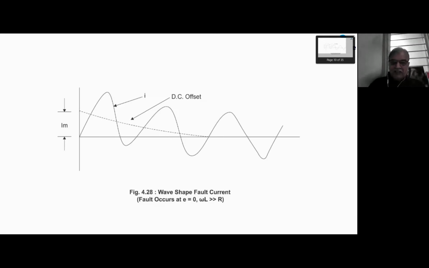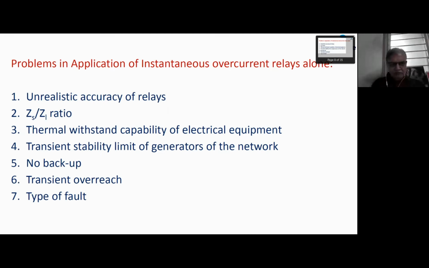All disadvantages which we have seen, right? Unrealistic accuracy, ZS by ZL ratio, thermal withstand. We are waiting now, so there is no question of thermal withstand capacity.